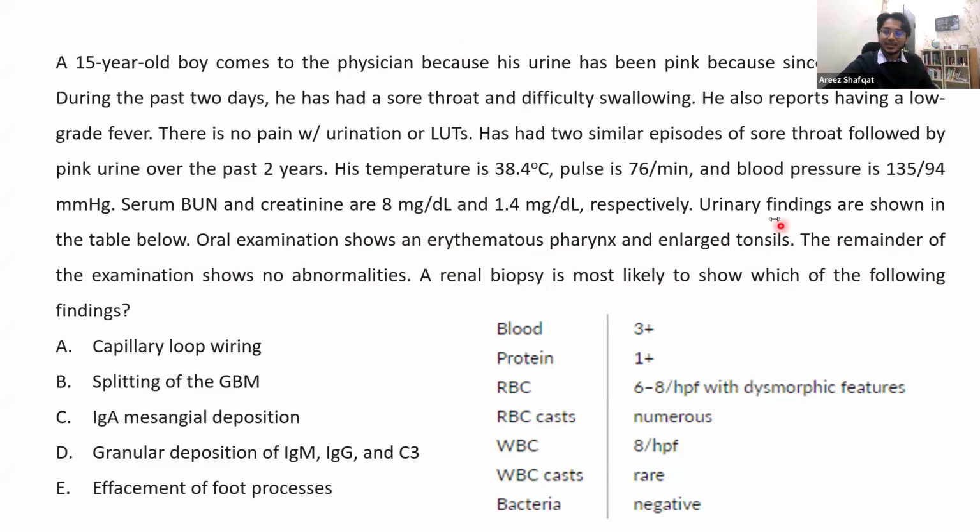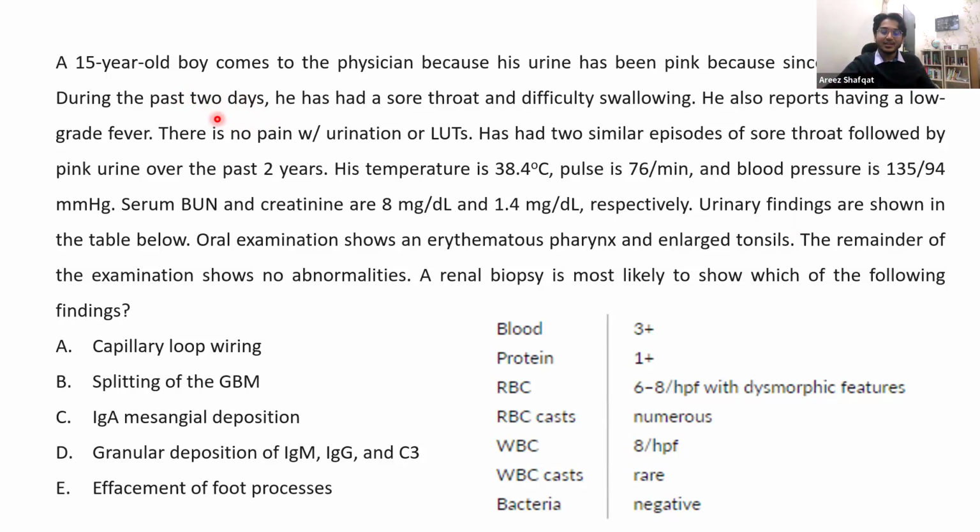Okay, good. So there's two diseases you always need to differentiate. One is IgA nephropathy, and one is post-streptococcal glomerulonephritis. The key to differentiating the two is timing. Post-streptococcal glomerulonephritis manifests 2 to 3 weeks after the infection. It's either a throat or a skin infection, okay? But 2 to 3 weeks.